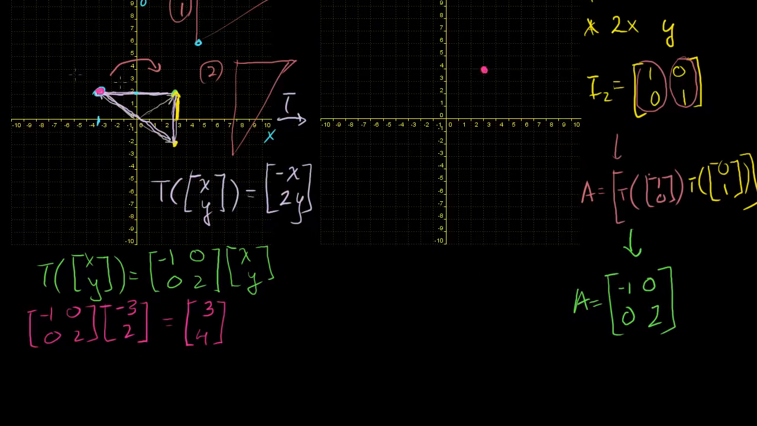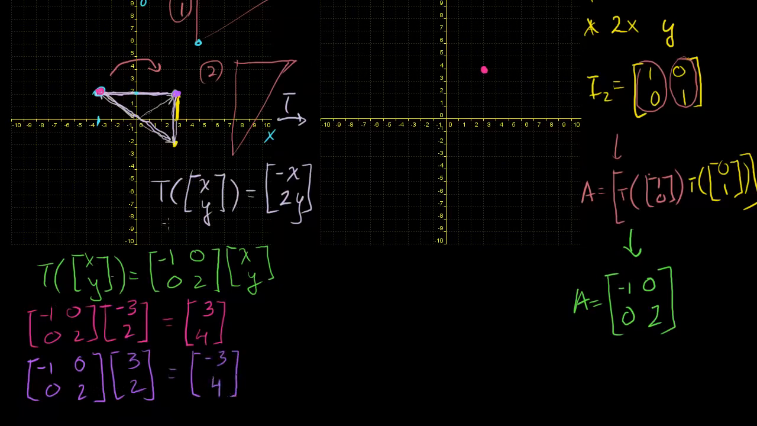Let's look at this point right here, the point 3, 2. So let's take our transformation matrix, minus 1, 0, 0, 2, times 3, 2. This is equal to minus 1 times 3 is minus 3 plus 0 times 2. So it's just minus 3. You have 0 times 3, which is 0, plus 2 times 2, which is 4. So you get that point. So this point, by our transformation T, becomes minus 3, 4.